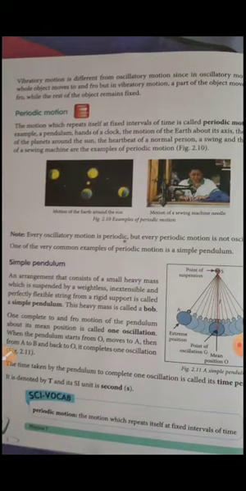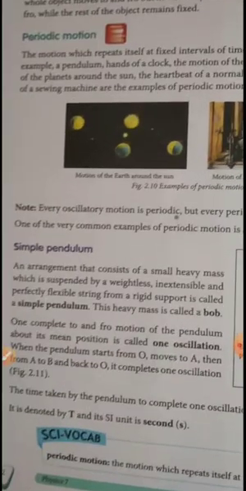So the next topic in this lesson is about a simple pendulum. A simple pendulum is an example of oscillatory motion. Whenever an object displays to and fro motion, you call that oscillatory motion. As I told you, let us look at an example of a simple pendulum and how it will be.